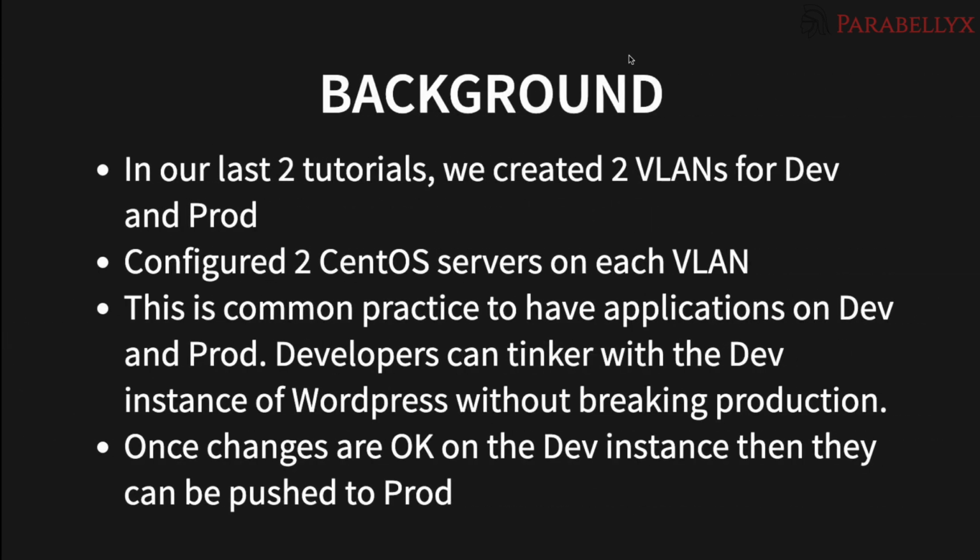If you've been following the last 2 tutorials, we've created 2 VLANs, one for a dev environment and one for a production environment. We've also configured 2 CentOS servers on each of those VLANs. Now, it is common practice to keep applications on dev and production separate. That way, developers can tinker with the dev instance of WordPress, for example, without breaking the production instance. Once changes are okay on the dev instance, then we can push those changes to the production instance.